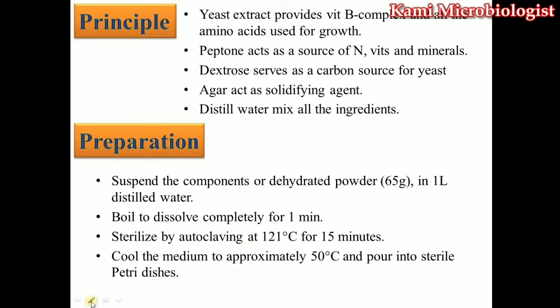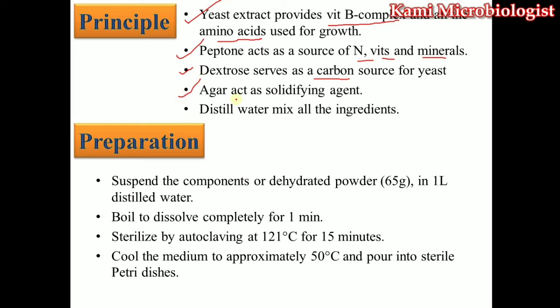Now let's see the principle, or the function, of each component. First of all, we have yeast extract. Yeast extract mostly provides vitamin B and all the necessary amino acids that are used for fungal growth. We have peptone, which acts as a source of nitrogen, vitamins and minerals, and dextrose. Just like in Sabouraud dextrose medium, dextrose is also present here, and it provides the carbon source that is used for yeast growth, especially for Saccharomyces cerevisiae.